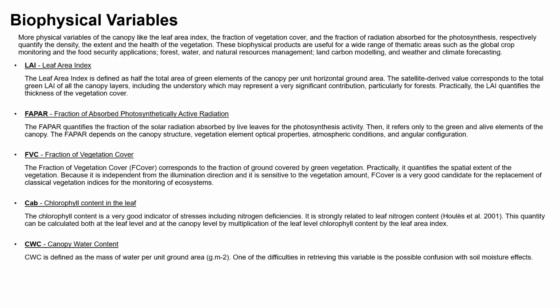If you want to retrieve information about physical features of the canopy, we can use so-called biophysical variables. The biophysical variables are not derived directly from the remote sensing data, but auxiliary information is needed. There are several of them, but the ones which are more important for crops are, for example, leaf area index, FAPAR, fractional vegetation cover, chlorophyll content in the leaf, and canopy water content. In the second part of the webinar, we will show how to retrieve these variables using ESA SNAP software.